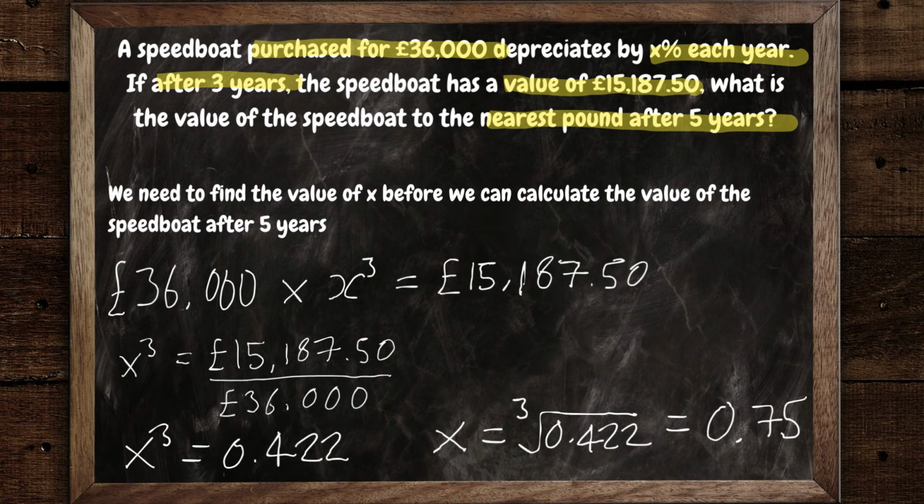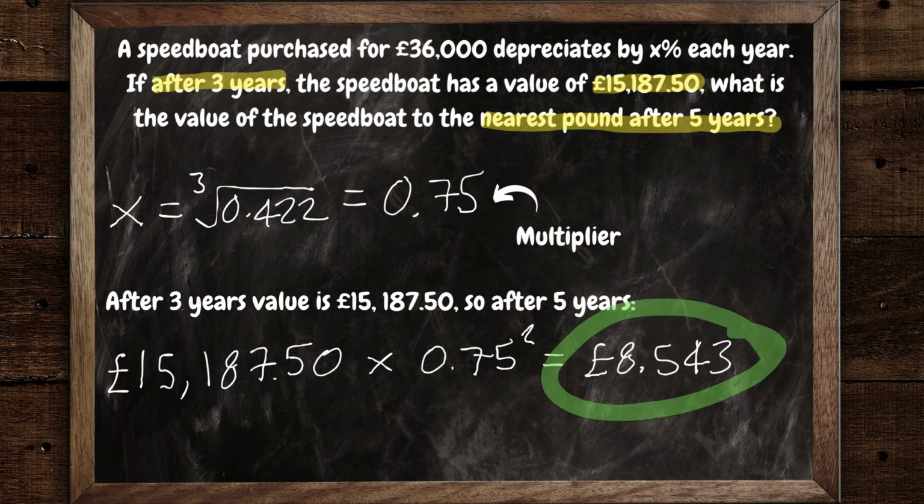And to work out X, you would cube root the other side of the equation. So that's a key rule to always know when you're rearranging any question. If you have X cubed, X squared or anything and you want to get rid of the power, all you have to do is square root or cube root the other side of the equal sign. Okay, so in this case, X will equal the cube root of 0.422, which will give you an answer of 0.75.